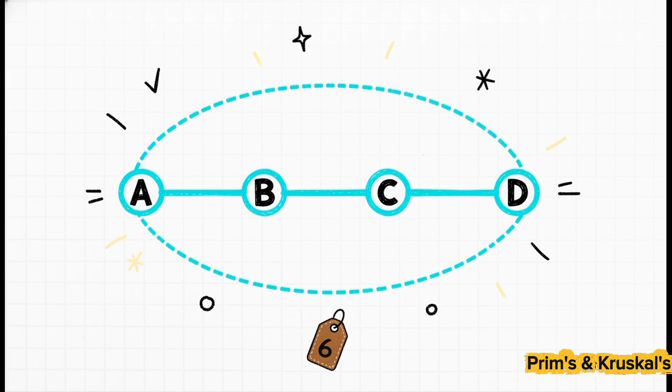So again, we look at all the edges leaving our current tree, A, B, C, that go to an unvisited node. The cheapest one is from C to D with a cost of 3. We add that edge, and we're done. Every node is connected, there are no loops, and we've got our MST. The total cost is just 1 plus 2 plus 3, which gives us 6.